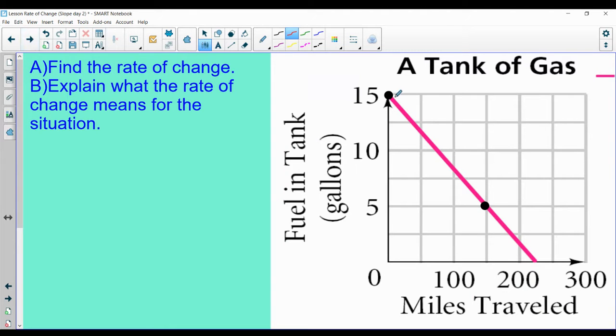If we look at this next one, it is decreasing. It's a negative slope. Okay, so anything negative is going to indicate a decreasing amount. This graph is about a tank of gas. The y value, that is the dependent. It means the gallons that are in the tank are dependent on how many miles have been traveled.